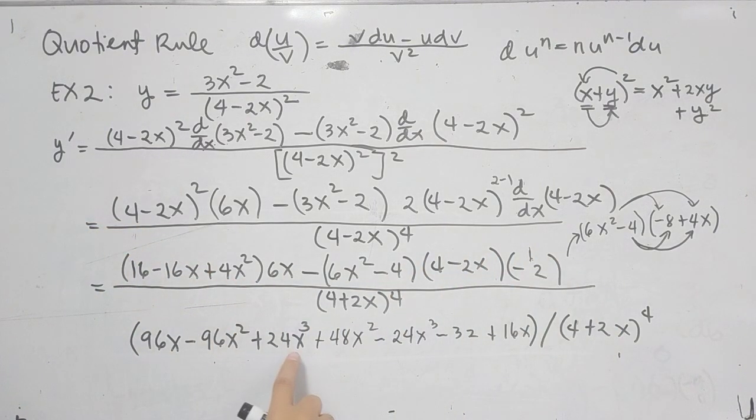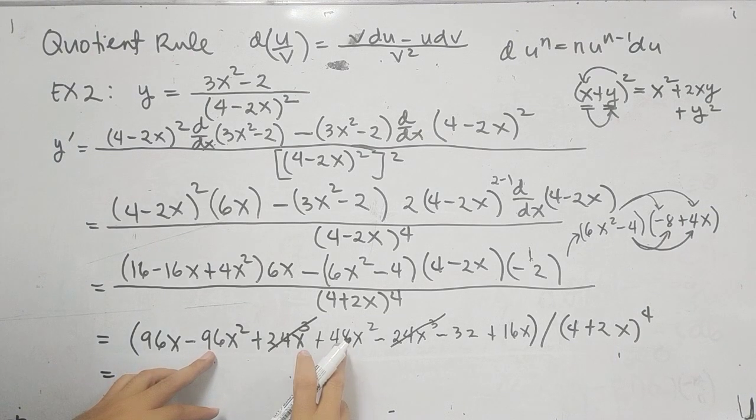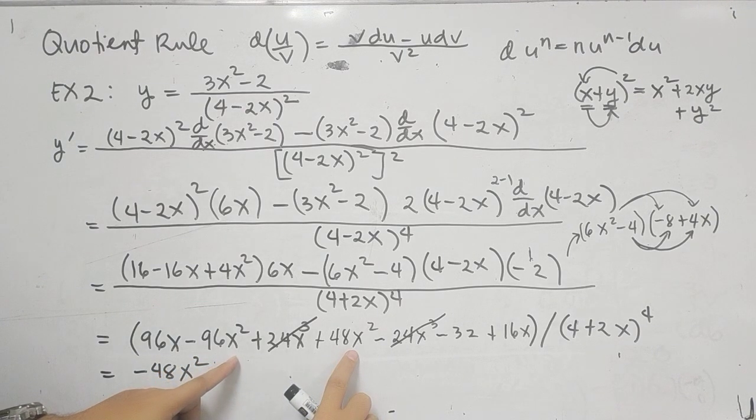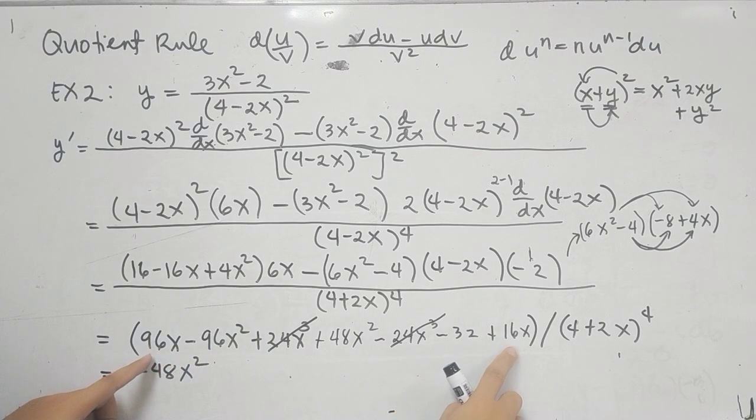Okay. So we will combine those with x cubed. So this is cancelled. 24x cubed, 24x cubed, cancelled. And then x squared. Okay, we have here our x squared. So x squared, this is negative 96, 48x squared. So that is equivalent to negative 96 plus 48, that is negative 48x squared. So we have done with x squared. Then this time with x, 96 plus 16, that is 112. Okay, so 112x.